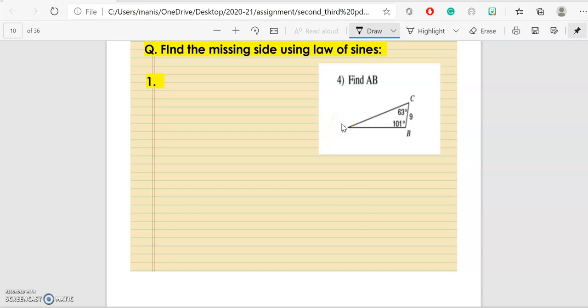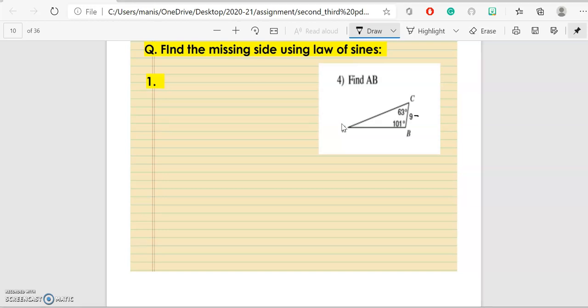Find the missing side using law of sines. Now in this question we have been asked to find the value of AB. First of all, you have to label your triangle. This is your uppercase A, that's your angle A.